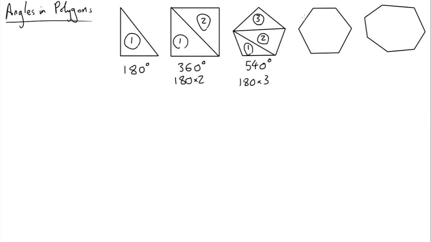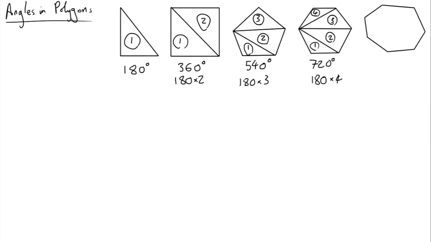Okay, next one, we have a hexagon. I'll do the same for these last two. Split it up into triangles. In this case, we have 1, 2, 3, 4 triangles. So we do 180 times by 4, which is 720 degrees.